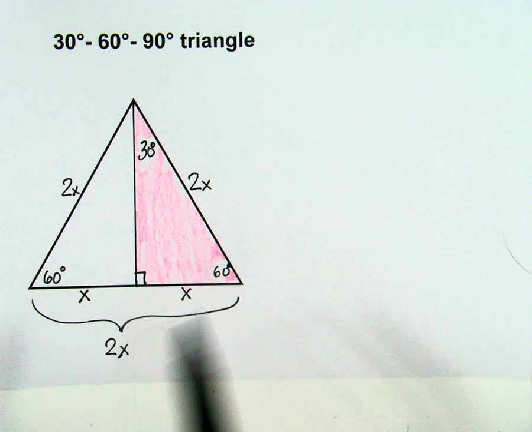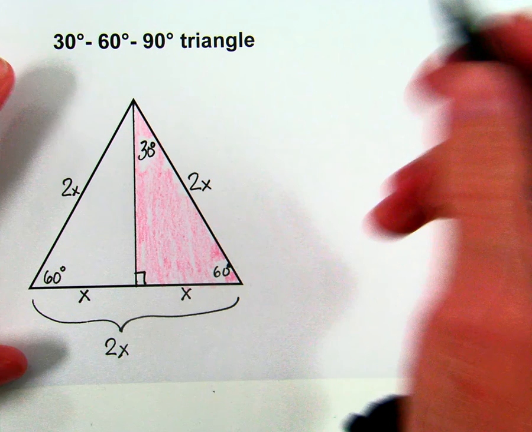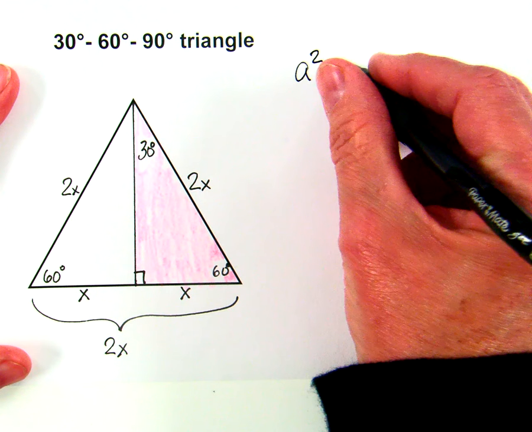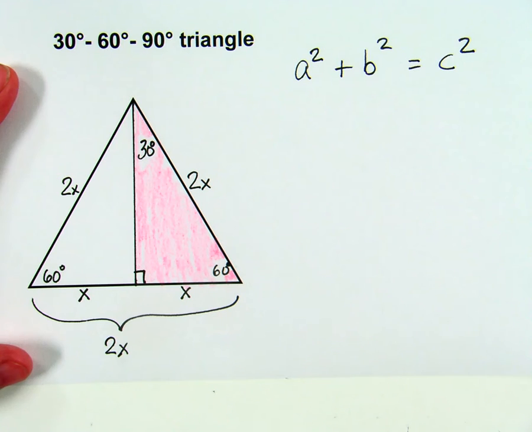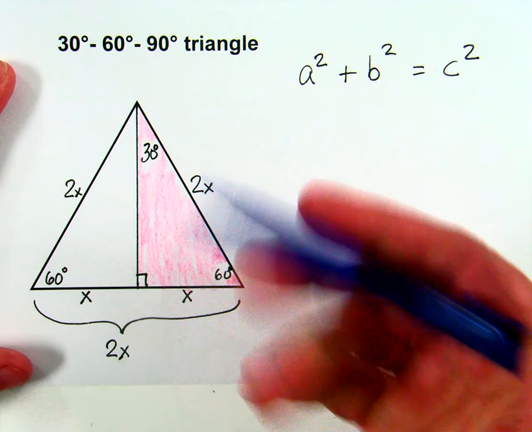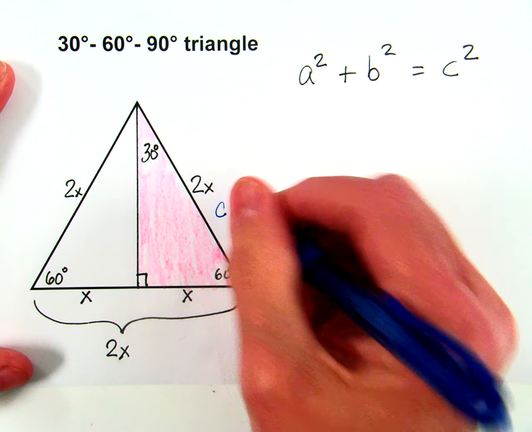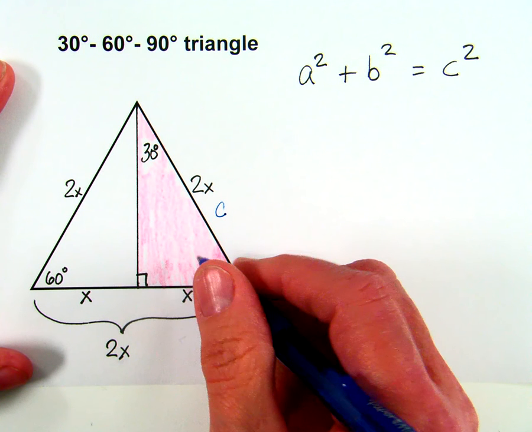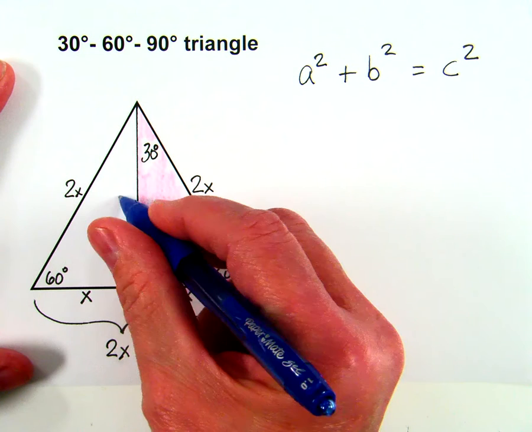And I remember the sum of the squares of the sides of a right triangle is equal to the square of the hypotenuse. So that here would be, of course, C has to be the hypotenuse, and A and B don't matter. So I'll just call this one A and this one B.